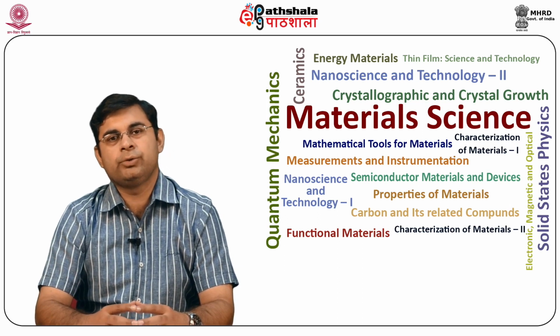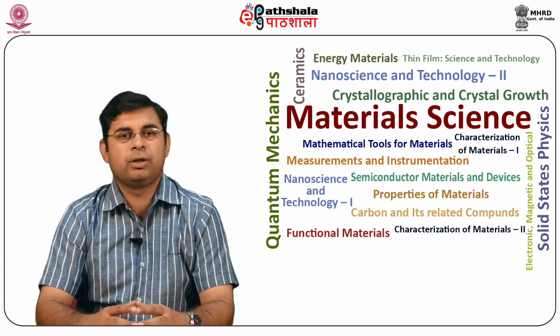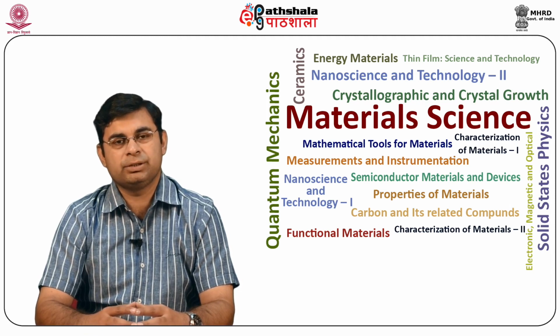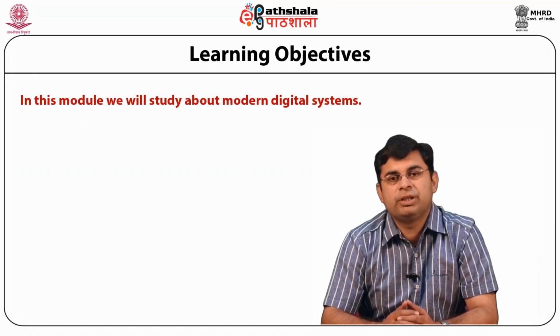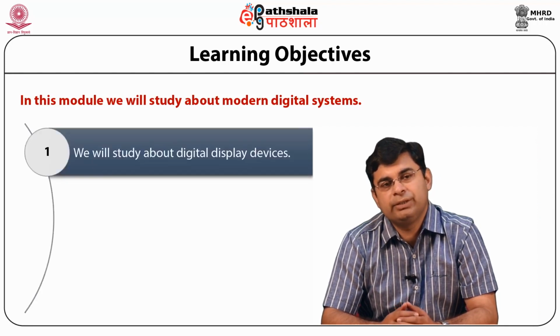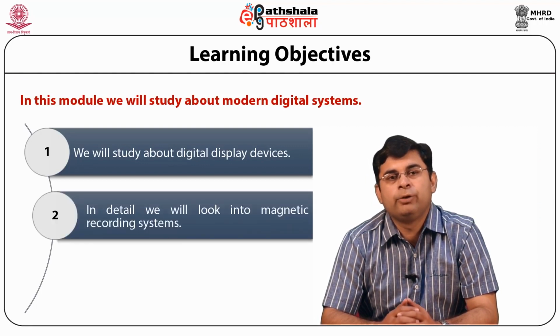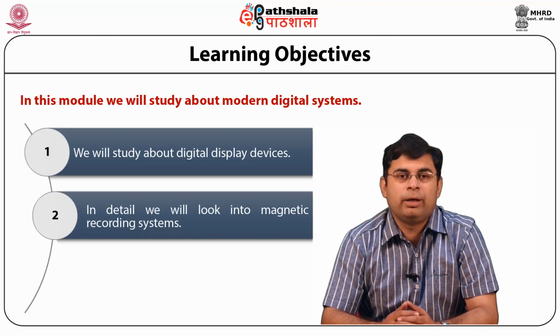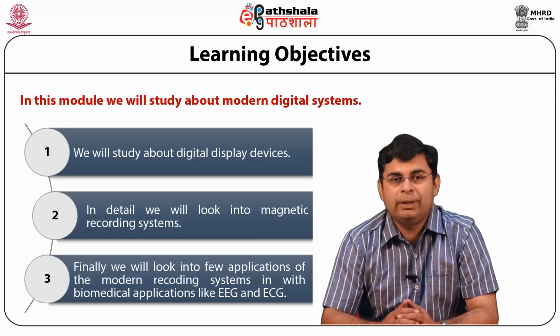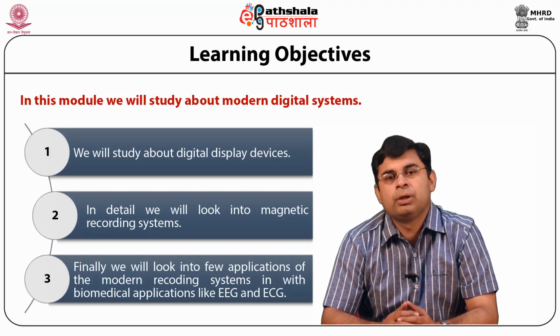Today we are going to discuss the module Recorders and Recording System Part 2 from the paper Measurements and Instrumentation. In this module, we will study modern digital systems. First, we will study digital display devices, and then in detail we will look into magnetic recording systems, and finally we will look into a few applications of the modern recording systems with biomedical applications, that is EEG and ECG.